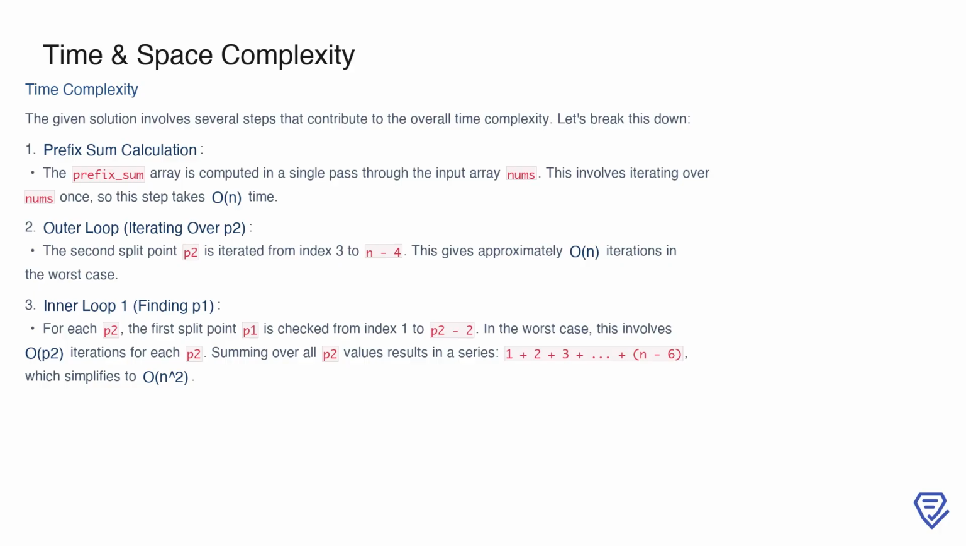Now, within this outer loop, we have the first inner loop for finding the first split point, P1. For each P2, this loop checks indices from 1 to P2, leading to up to P2 iterations per P2. When summed over all P2 values, this results in a series that simplifies to O(n²). These steps contribute significantly to the overall complexity, and we'll analyze the remaining steps next.